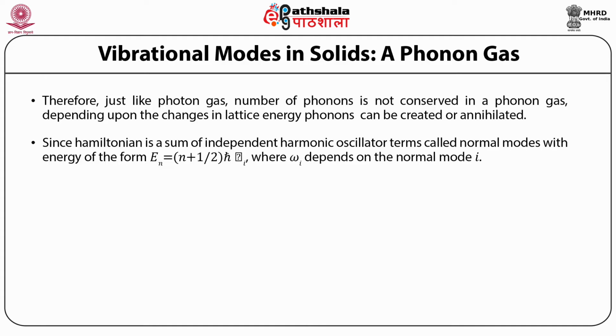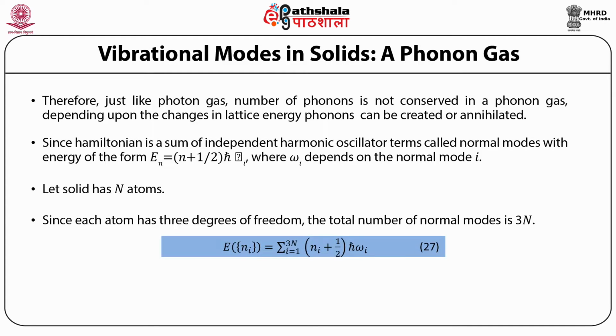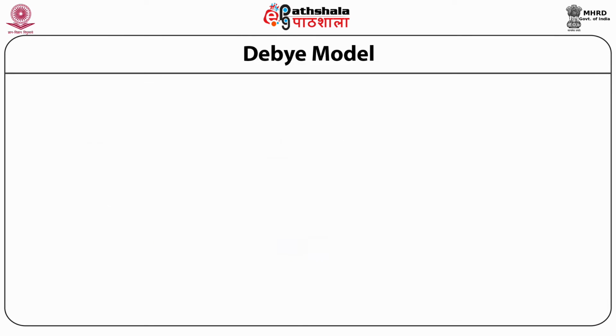Since the Hamiltonian is a sum of independent harmonic oscillator terms called normal modes with energy of the form E_n = (n + 1/2) ħω_i, where ω_i depends on the normal mode i, let the solid have N atoms. Since each atom has 3 degrees of freedom, the total number of normal modes is 3N. Total energy then is E = summation over i = 1 to 3N of (n_i + 1/2) ħω_i, where (1/2) ħω_i is the zero-point energy. So what is there in the Debye model?